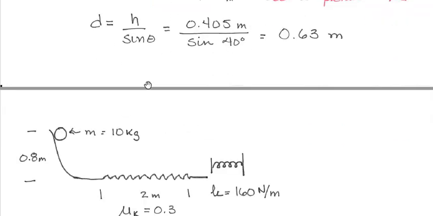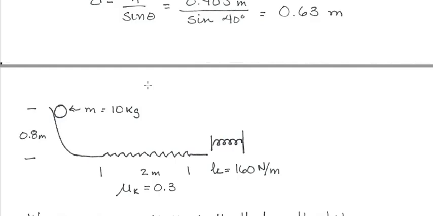So let's look at this system here. We're going to have a ball that's going to start from 0.8 meters above the surface. It's going to slide down to our horizontal surface there, and then it's going to cross 2 meters of very, very rough terrain, and it's going to hit the spring, and it's going to compress our spring that has a spring constant of 160 Newtons per meter.